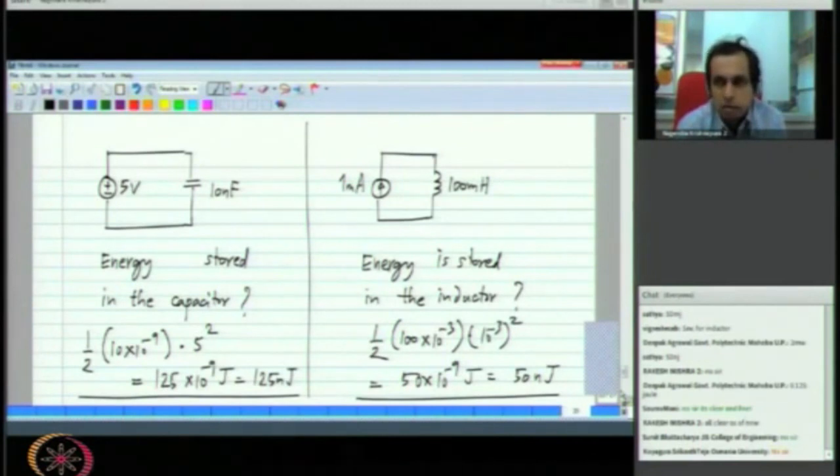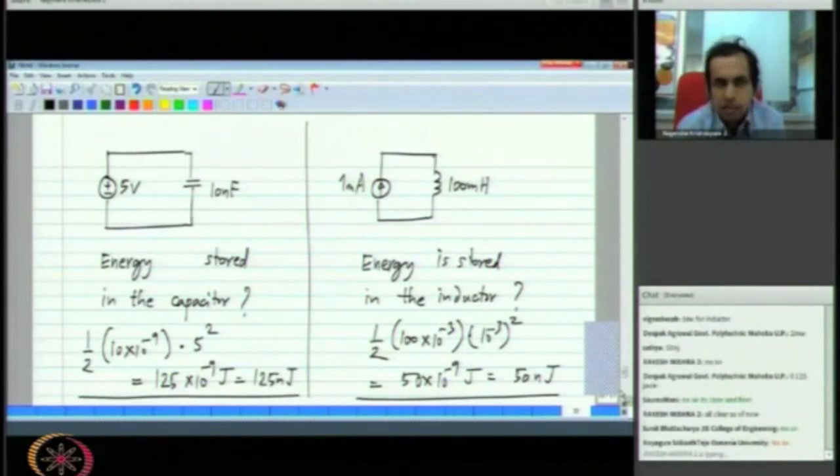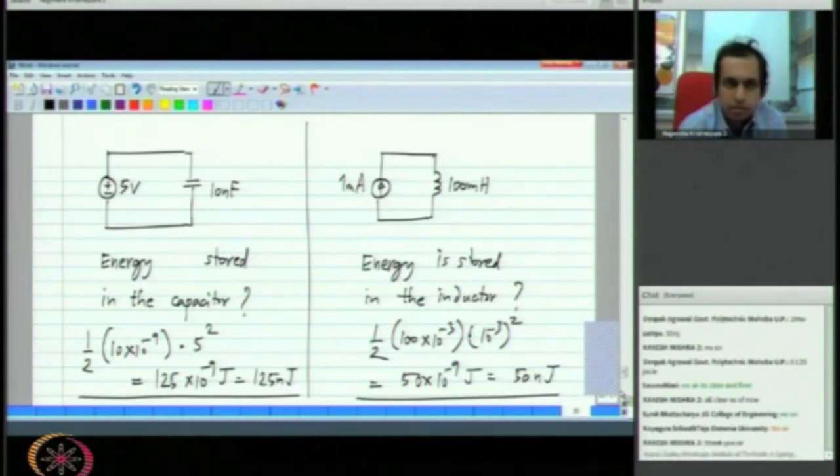So if there are no further questions, we'll stop here and continue with the next lecture, where we'll discuss another element which is known as the mutual inductor, and then move on to circuit analysis. Any questions?